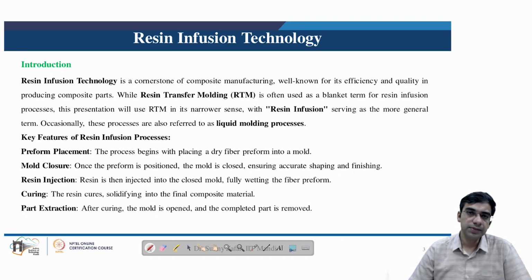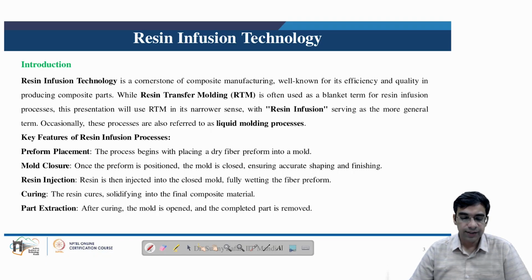The preform is basically the stacked arrangement of the various fibers as per the orientation desired in the final product, as per the loading conditions. The next step is the mold closure. Once the preform is positioned in the mold cavity, the mold is closed, ensuring accurate shaping and finishing.